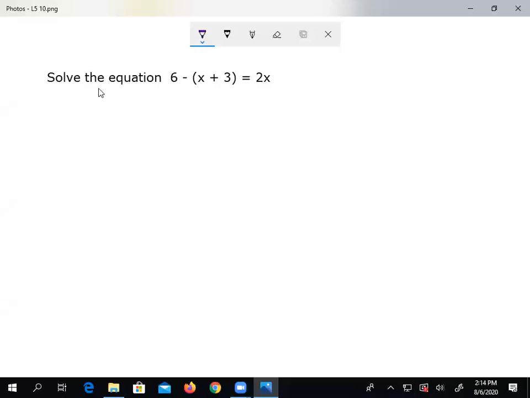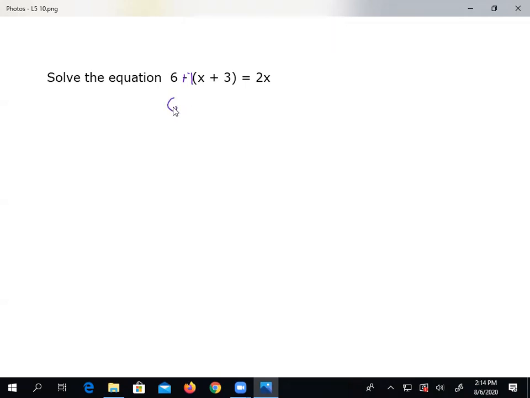So let's look at this equation. Solve the equation 6 minus the quantity x plus 3 equals 2x. Again, I don't like subtraction, so I want to put a plus there. To make that a plus, I've got to make a negative. I don't want that negative to be dangling, so I'm going to put a -1 there to make that work for me. So I can just make that a plus, a -1. To remove the parentheses, I've got to multiply -1 through the parentheses.